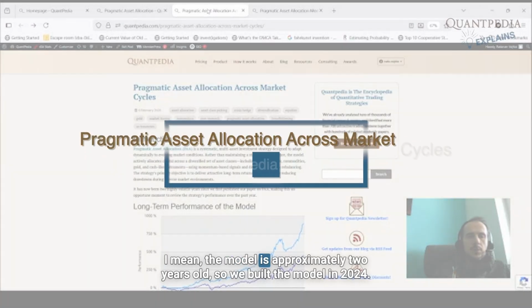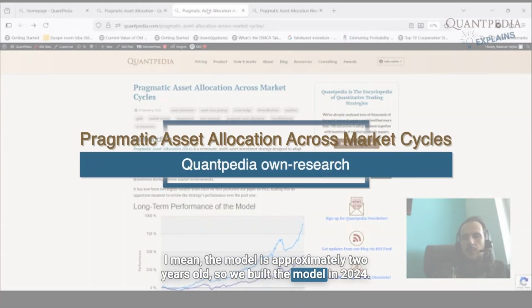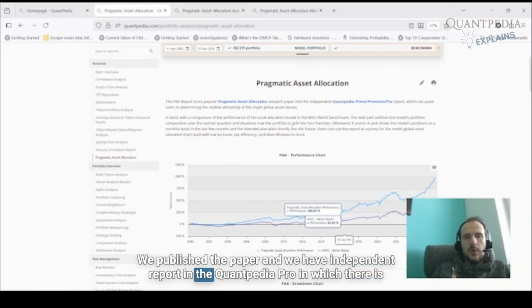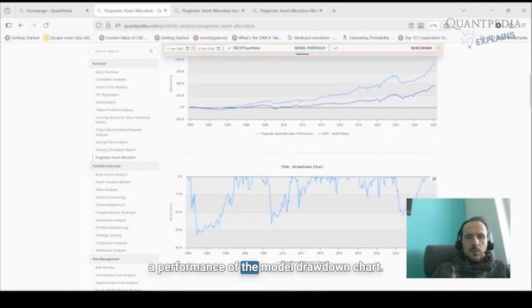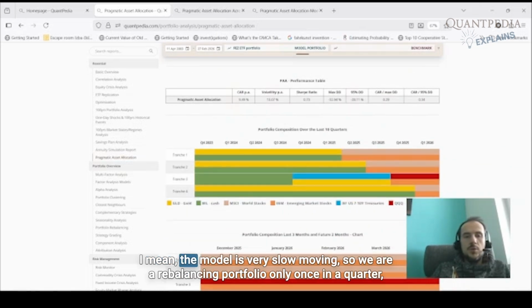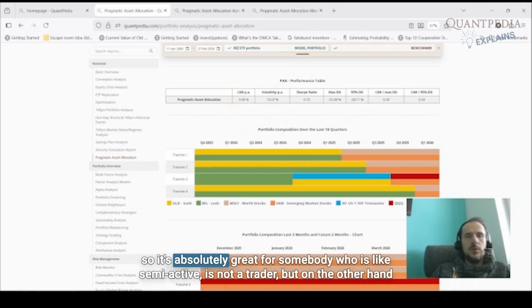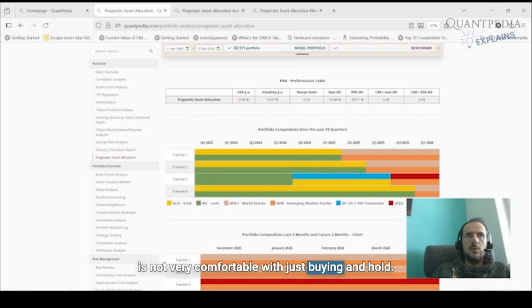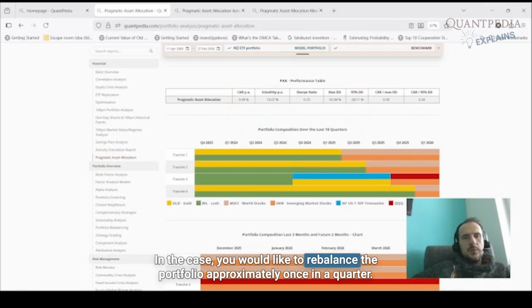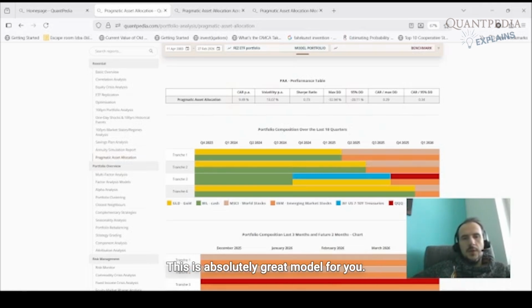The model is approximately 2 years old. We built it in 2024, we published the paper, and we have an independent report in Quantpedia Pro, in which there is the performance of the model, a drawdown chart, the actual signals, etc. The model is very slow moving, so you are rebalancing the portfolio only once a quarter. It's absolutely great for somebody who is semi-active, not a trader, but on the other hand not very comfortable with just buy and hold, buying and holding something without touching it for 20 years. If you would like to rebalance the portfolio approximately once a quarter, this is an absolutely great model for you.